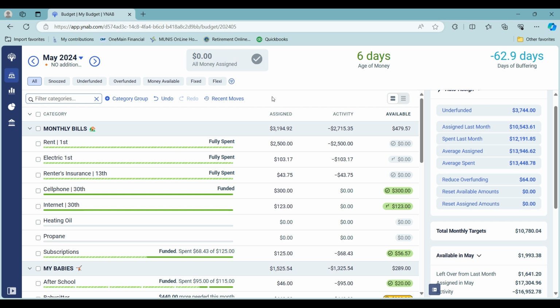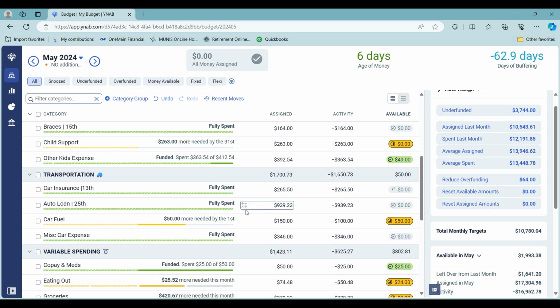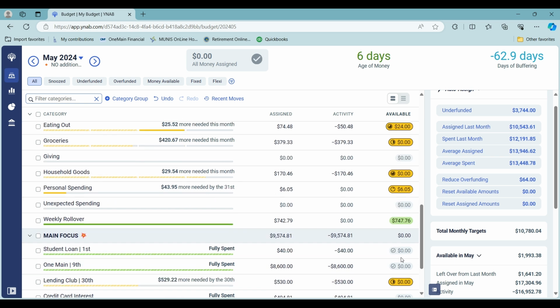So the $8,000 that I got from my 401k, I put $8,000 towards OneMain. Yes, you heard me right. I paid $8,000 from that 401k loan to OneMain. So if you remember down here when I clicked on the variable section, it had $747.76 in the weekly rollover. That's the amount that's left. I didn't pay all the monies to OneMain just yet.